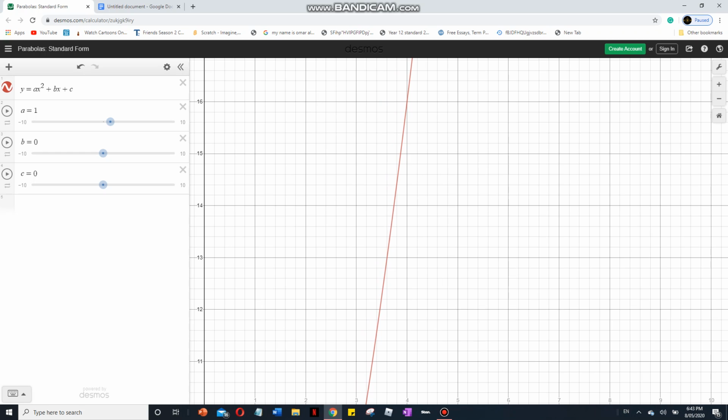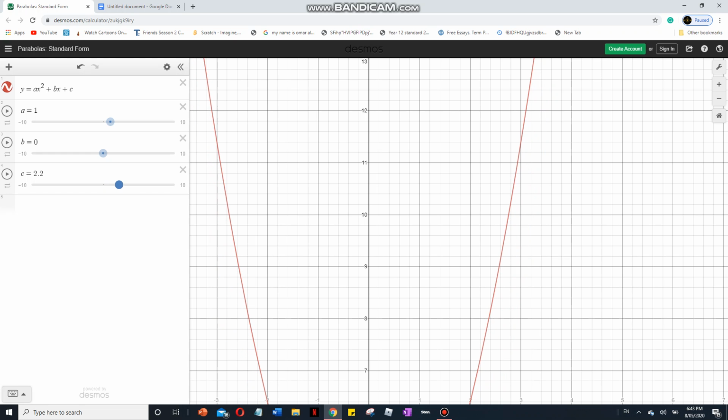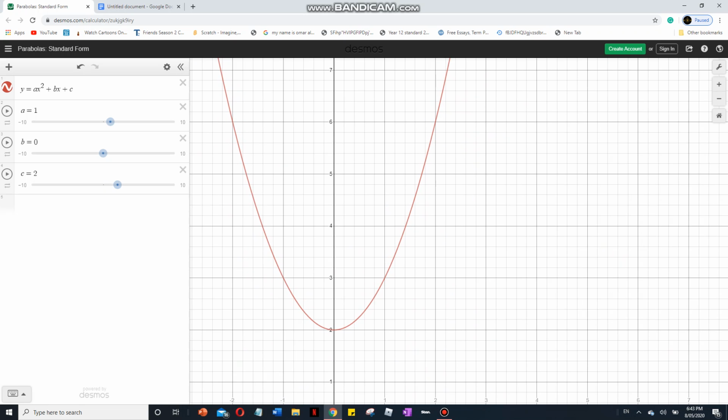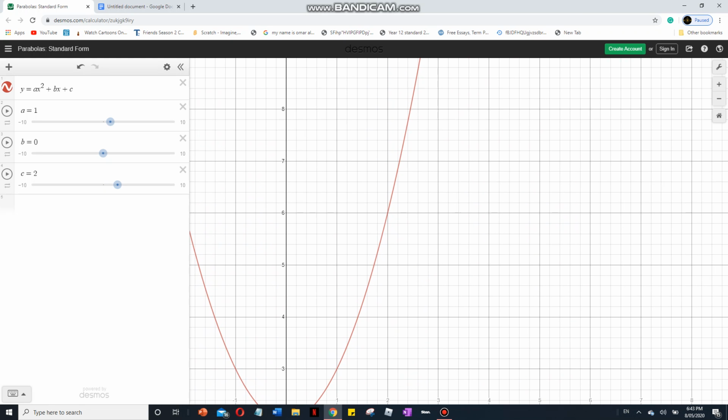And this is a simple pattern for if it's only 1 times x, if it's just x squared. Plus any constant, say we make the constant 2, you just start from that point. So we just go 1, 1, 2, 3, 1, 2, 3, 4, 5, and so on.